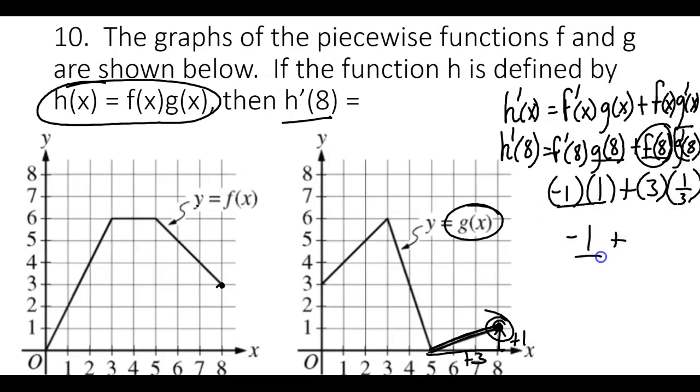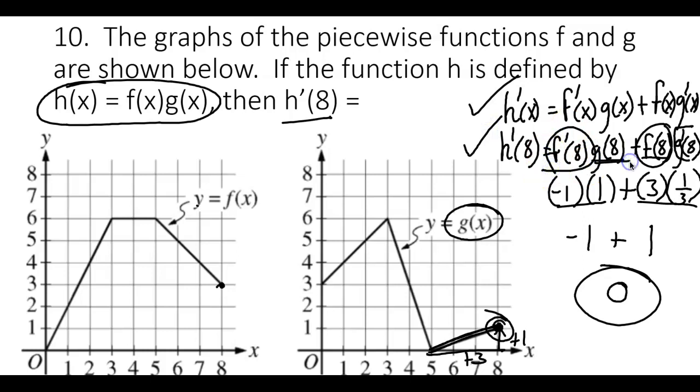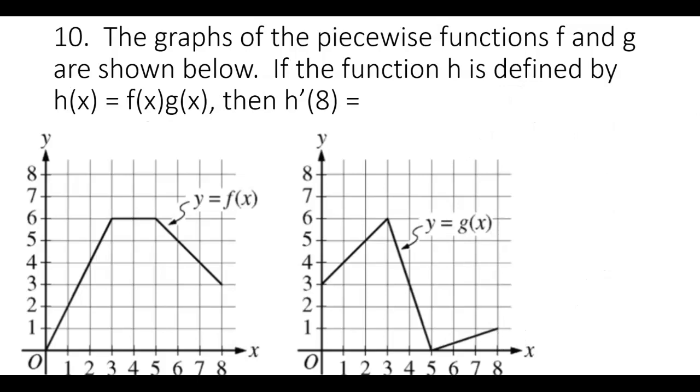Negative 1 times 1 is negative 1. And then 3 times 1/3 is 1. And adding those together, we get 0. So there it is. Basically then, for this, you need to remember to take your derivative, plug your number in. Remember that primes are slopes, non-primes are y values. Calculate from there. All right?